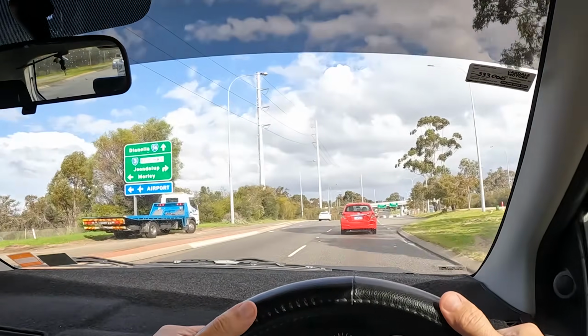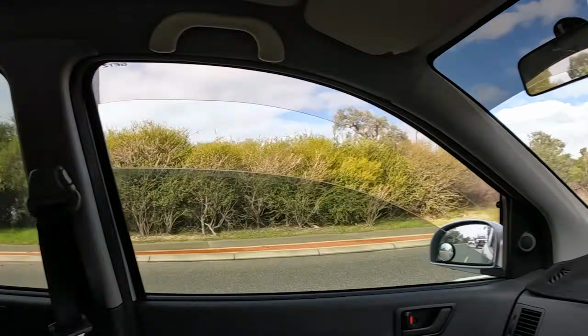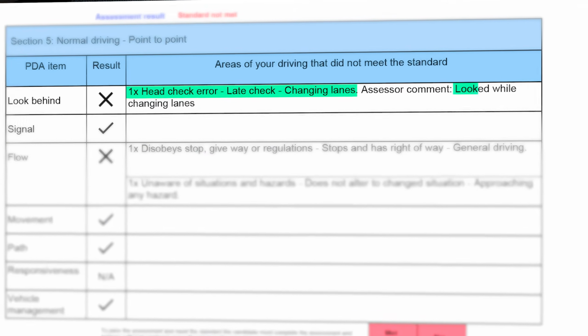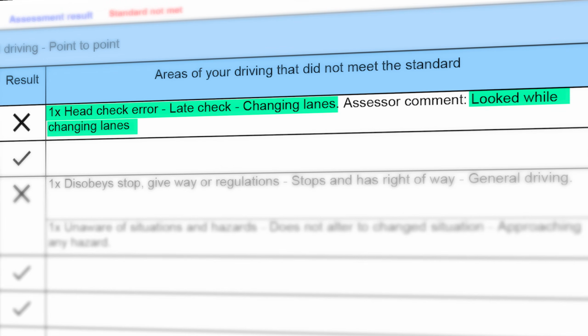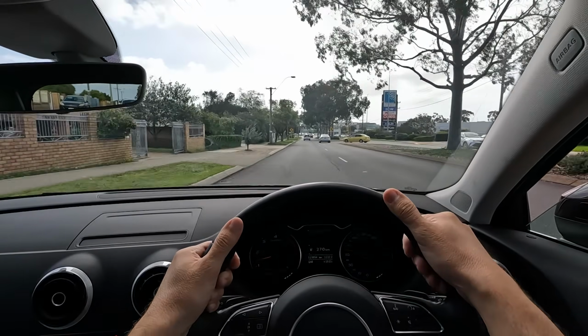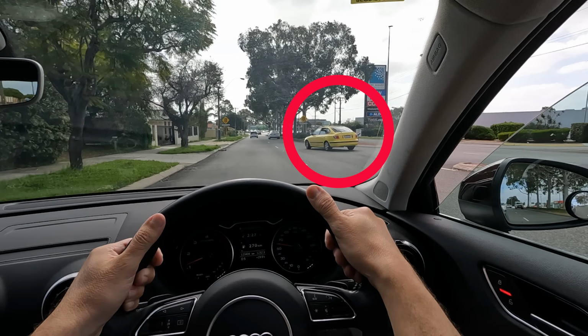When changing lanes, the order of things must be specific. After you indicated and checked your mirrors, then you check your blind spot before you move over. Head check error, late check, changing lanes. In this instance, the candidate looked while changing lanes, which is unsafe. If you intend to change lanes, for example, from the left to the right lane, and at the same time, another vehicle's entering, aligning to go to the right lane, avoid changing until you pass that vehicle.